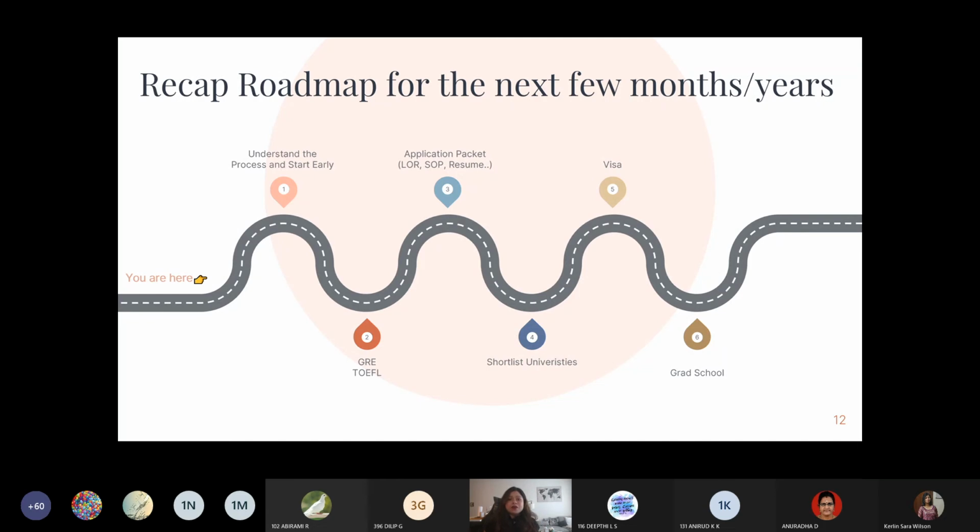Application packet. So LORs, SOP, resume. Either one, start in the fourth year. Just speak to your professors, the ones that know you well. I got it from Anuradha ma'am and the HOD.